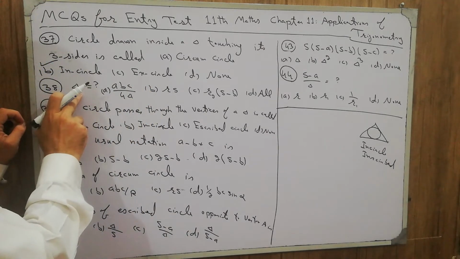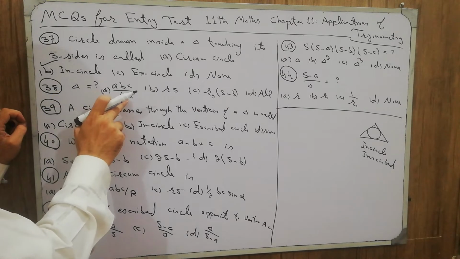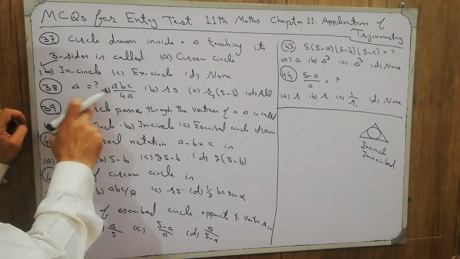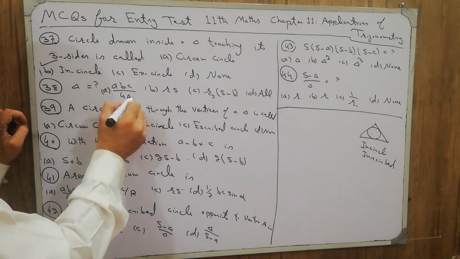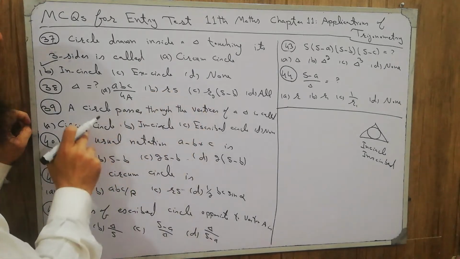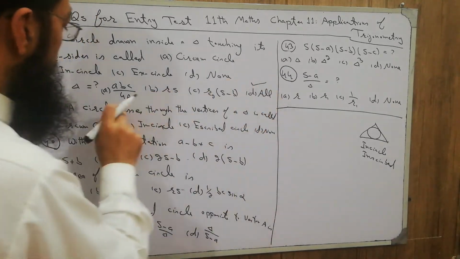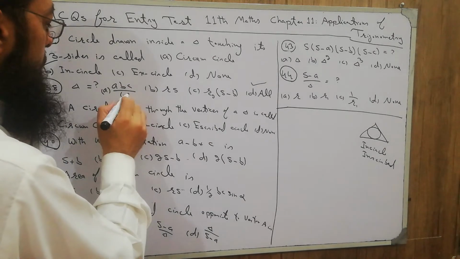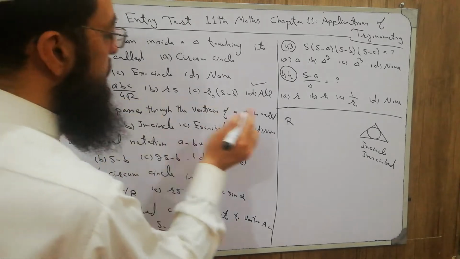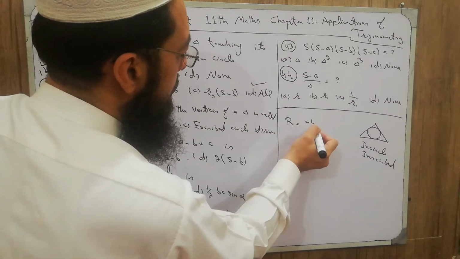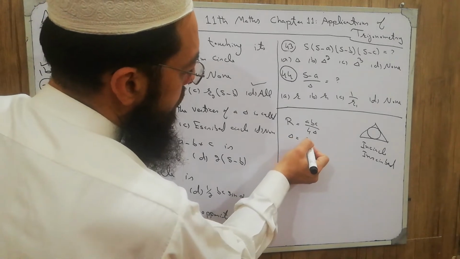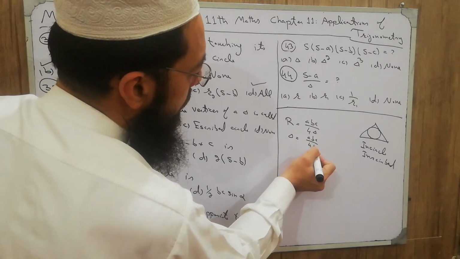38: Area is equal to ABC divided by 4 into area, option B R into S, and option C R2 into S minus B. All are correct. We know that R is equal to circumradius. Circumradius is equal to ABC divided by 4 into area. From this we can also write that area is equal to ABC divided by 4R.